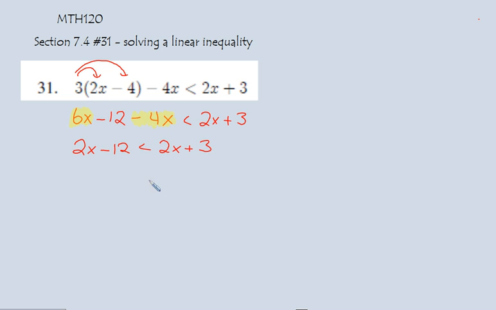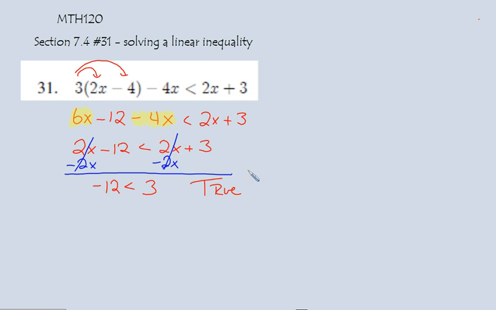At this point, I need to go ahead and start solving this for x. So I'm going to move all my x's to one side. So right here, the opposite of being a positive 2x is to be a negative 2x. I simplify. Well, these x's right here, a positive 2 and a negative 2, they cancel. A positive 2 and a negative 2, they also cancel. So at this point, I'm left with negative 12 is less than positive 3, which is a true statement.